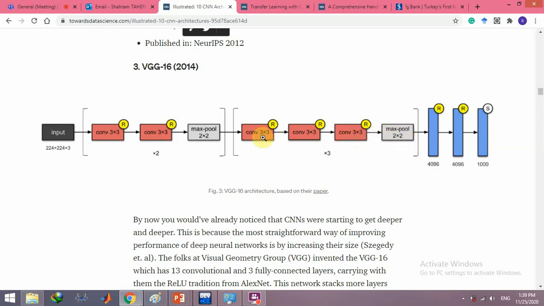Again, this part is repeated 3 times. So we have 2 multiplied by 2, 4 convolutional layers here, and 3 times 3, 9 here; 9 plus 4 is 13 different convolutional layers. We have 2 max pooling here, 3 max pooling here, so we have 5 max pooling. And at the end of the architecture they have the same layers as the previous one: 2 fully connected layers with 4096 neurons and 1 output layer with 1000 neurons corresponding to the 1000 categories in ImageNet.